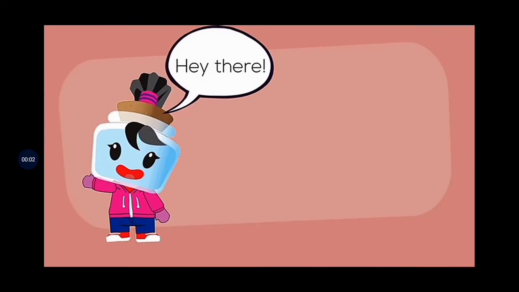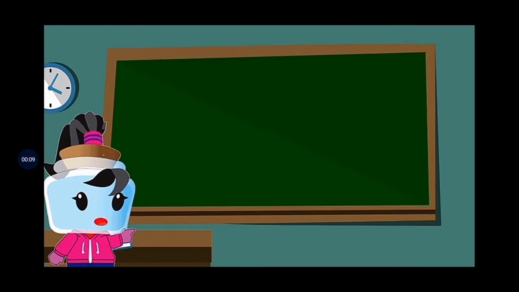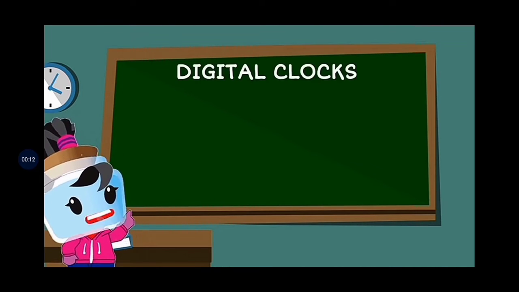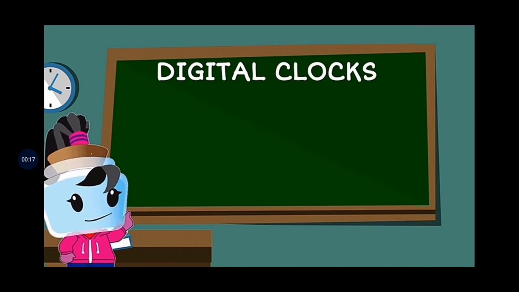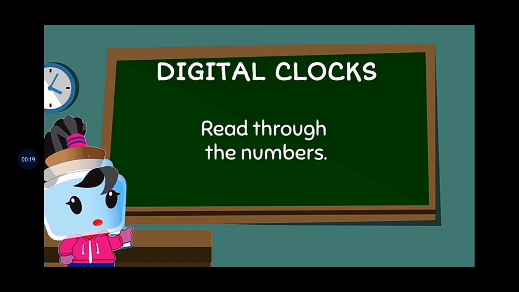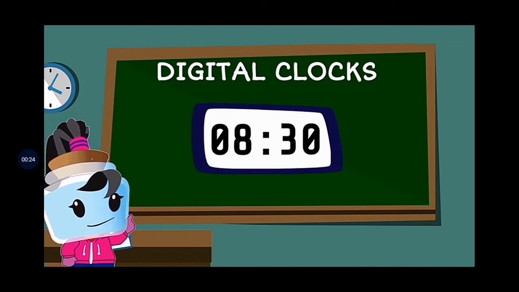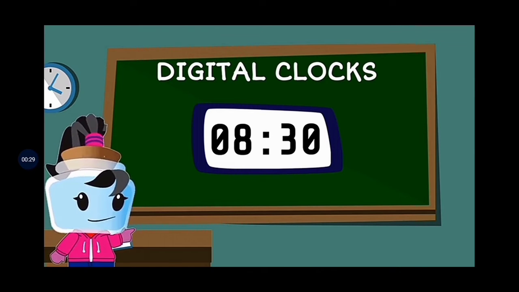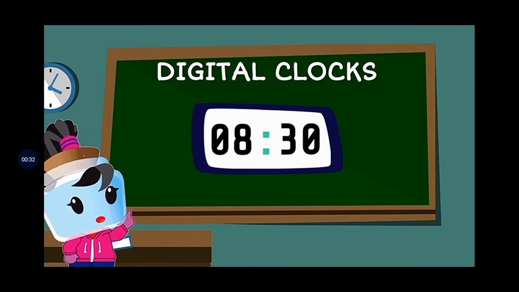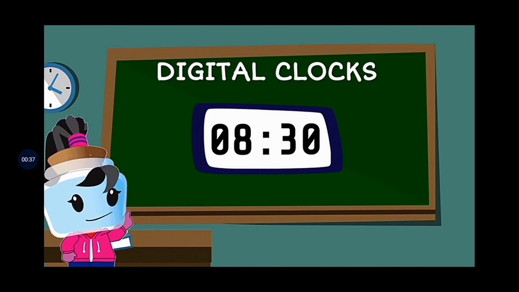Today we will learn how to tell and write time. First, let's learn how to tell time using digital clocks. This is pretty easy since all we have to do is read through the numbers. For example, let's read the time on this clock. Note that we have to read two numbers separated by a colon. So this clock says 8:30.